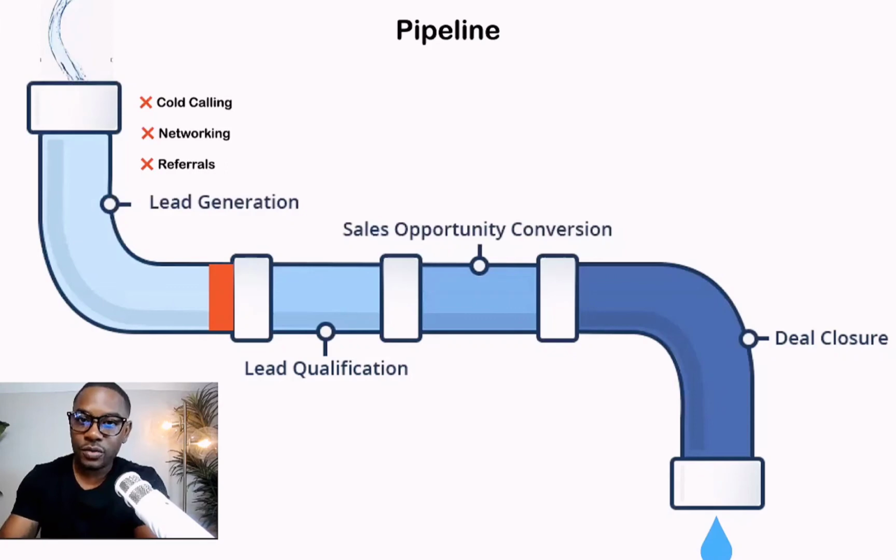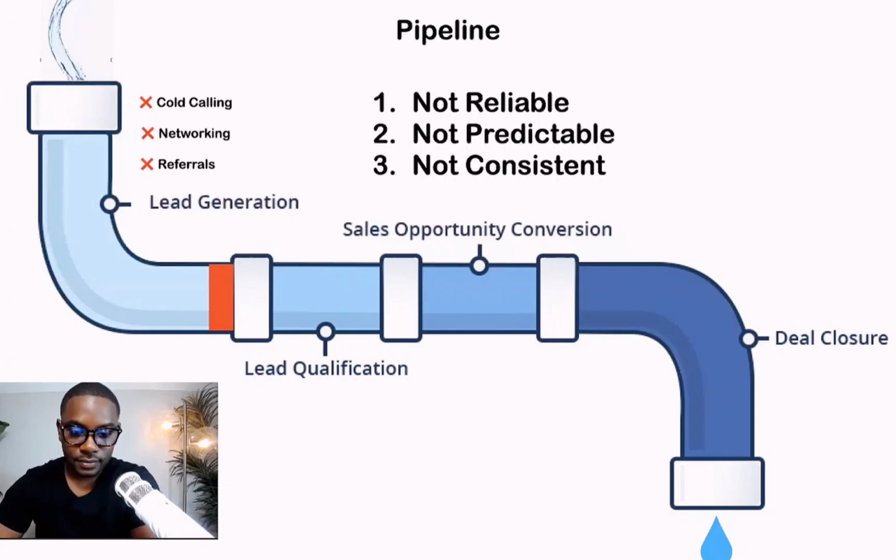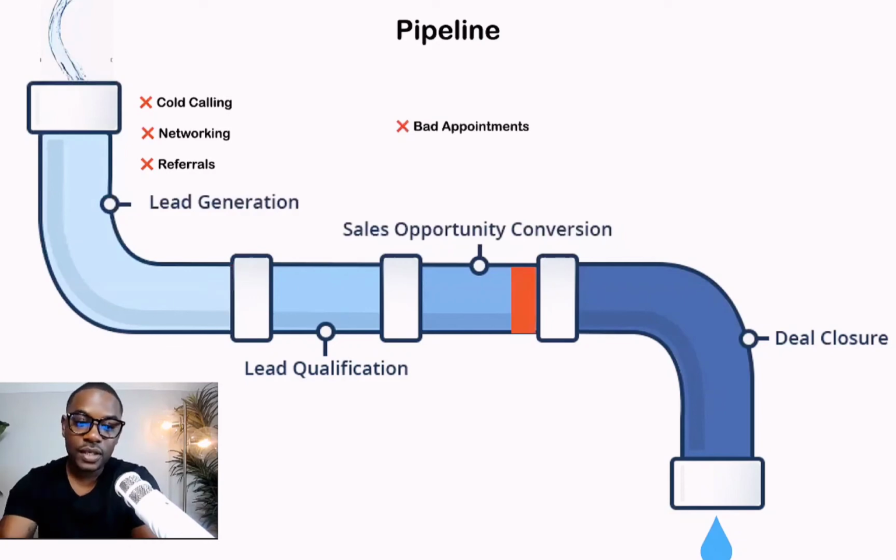And then the third one is the referrals, right? You don't have control over your business, and so your pipeline is blocked because you can't really scale this method. And so all of these methods work great, but they break at scale. And so they aren't reliable, they aren't predictable, and they aren't consistent. And so what's the next phase in the sales? It's the sales conversion. And the next phase is bad appointments, right?